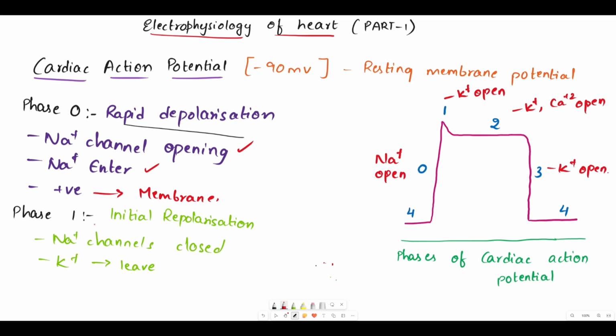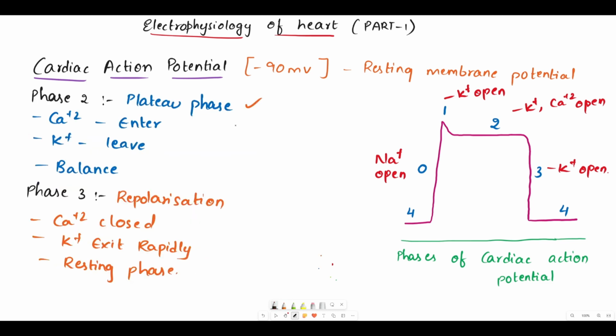And the second one is phase 1. Phase 1 is called the initial repolarization phase. So here the sodium channels will be closed. Now the potassium channels will begin to open, thereby this potassium will be leaving the cell.